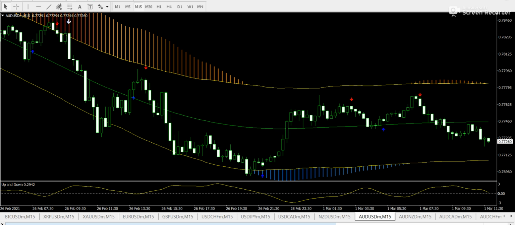Trading with a trend is very important. If you trade with the trends, you can definitely catch a very good amount of profit from the forex market.